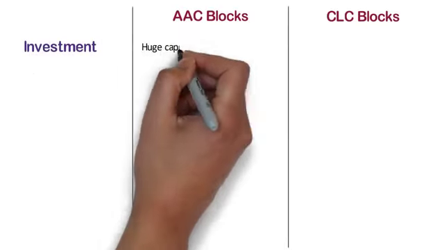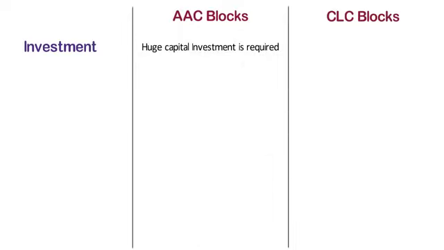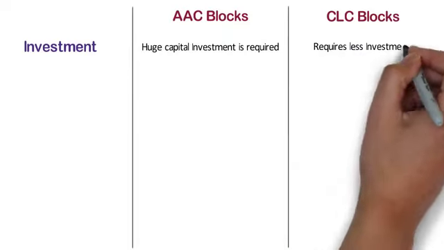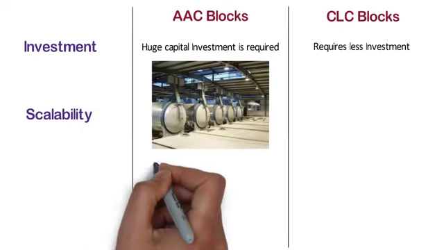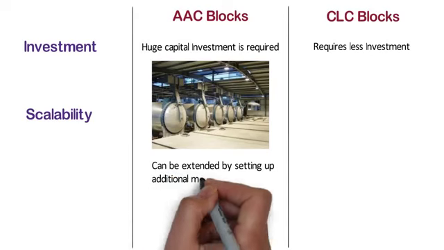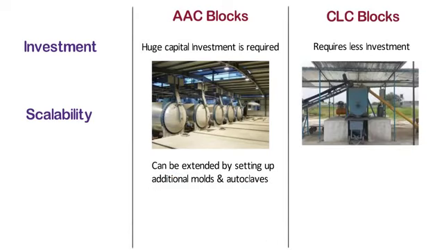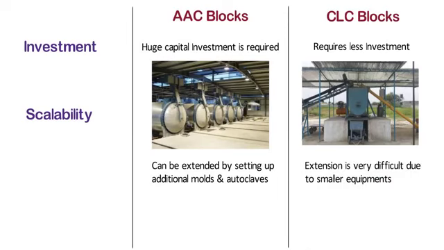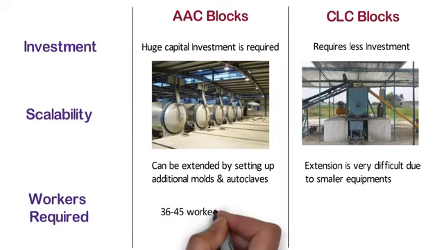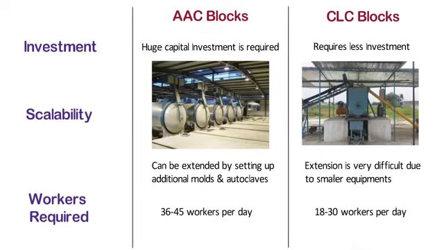Investment. Huge capital investment is required for setting up an AAC blocks manufacturing plant. Whereas a CLC manufacturing plant requires less investment as compared to AAC blocks manufacturing. Scalability. The manufacturing unit of AAC blocks can be extended by setting up additional molds and autoclaves. But in case of CLC blocks, the extension is very difficult due to smaller equipments. In case the production is increased, it requires a lot of space for curing of the blocks. Workers required. Average size of AAC plant requires 36 to 45 workers per day, whereas average size of CLC plant requires 18 to 30 workers per day.